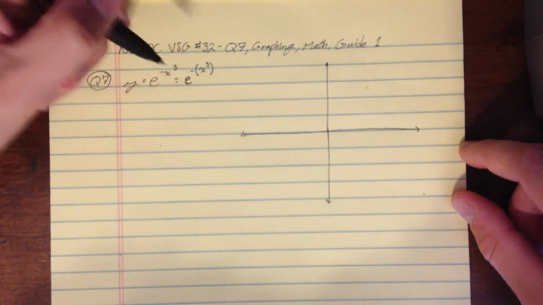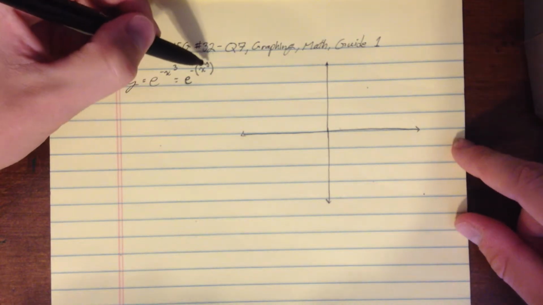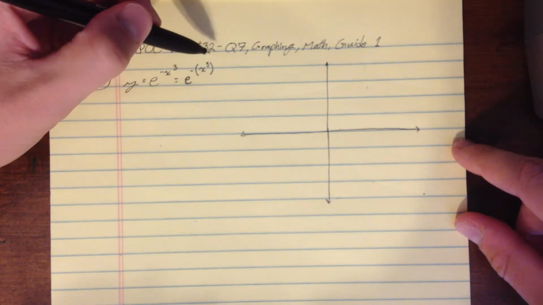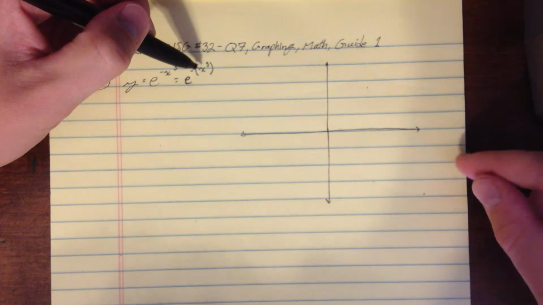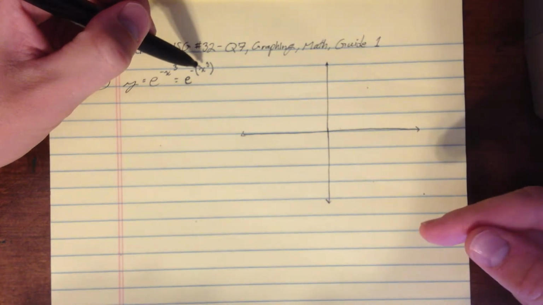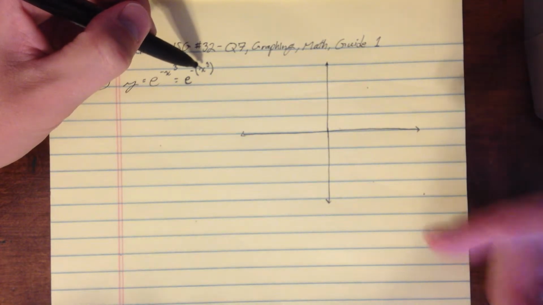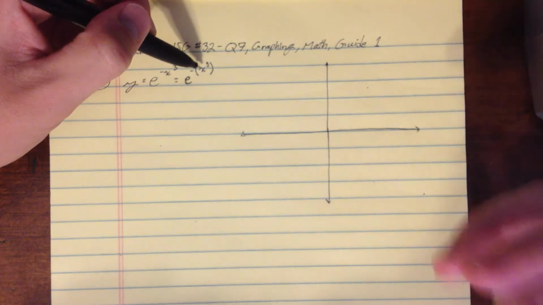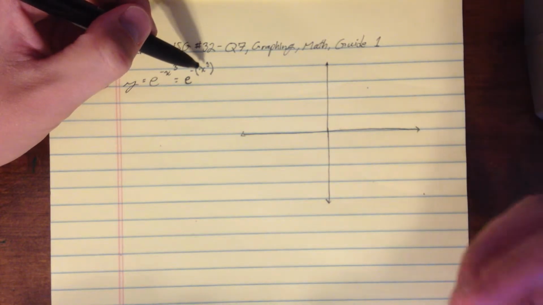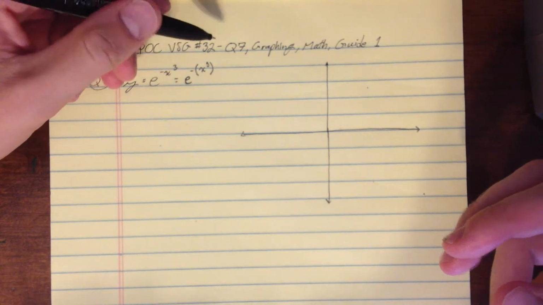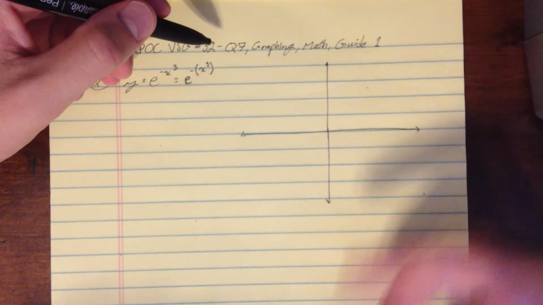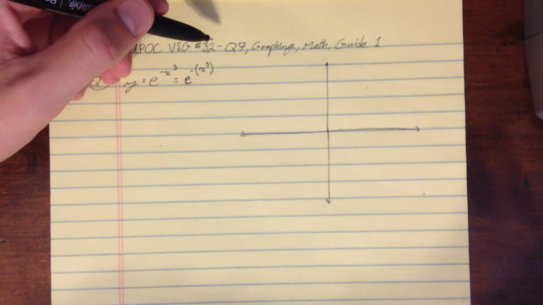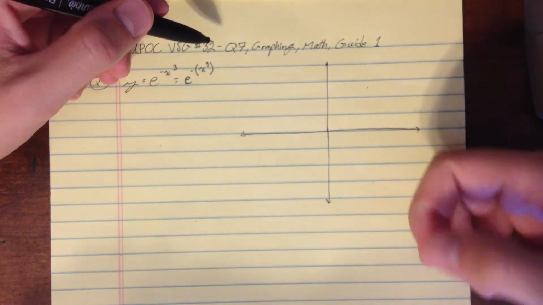But the cool thing is in this function, since we have an odd power here, the negative sign on the value of x is actually preserved. So if we had 3 and negative 3, if we were squaring it, we just get positive 9 for both of them. But if we have 3 and negative 3 and we cube it, 3 gives us 27, and negative 3 gives us negative 27. So that negative sign is preserved.